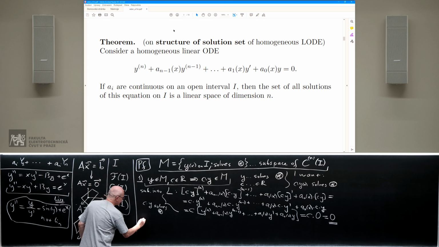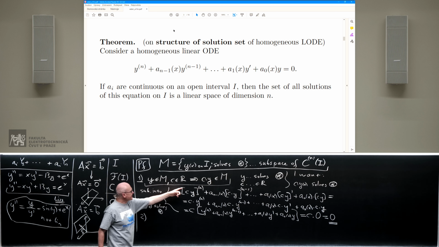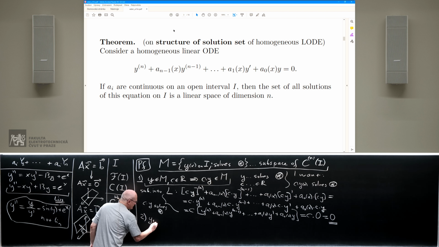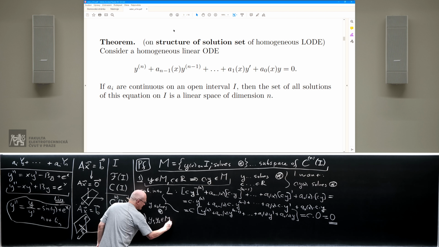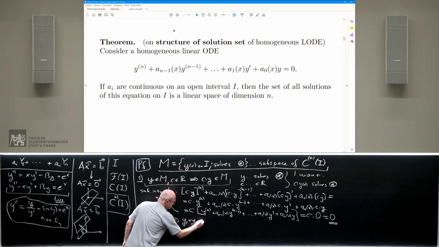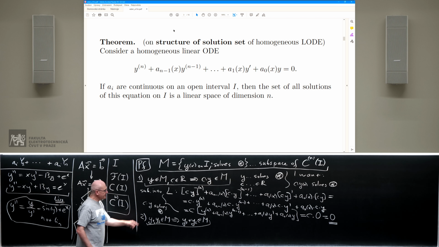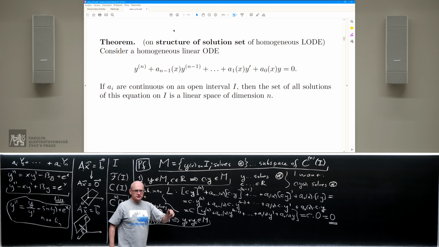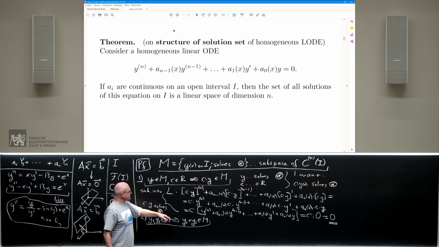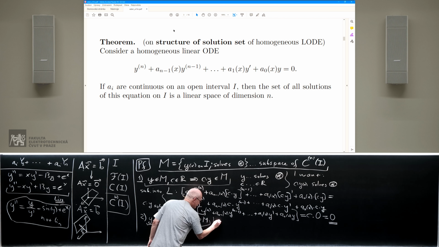Let's have a look at the second thing that I need to do. There are two operations, multiplication by a scalar and addition. So I have to take two solutions, y1, y2, and I have to show that when I add them, I still stay in the set M. In other words, I have to show that this sum is again a solution of my equation. Let's try the same idea because it seems to work. So we substitute into the left-hand side.